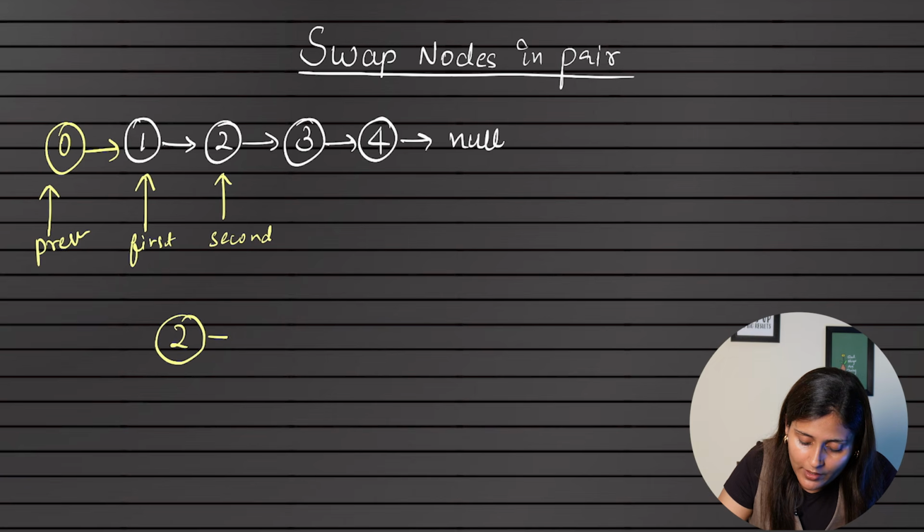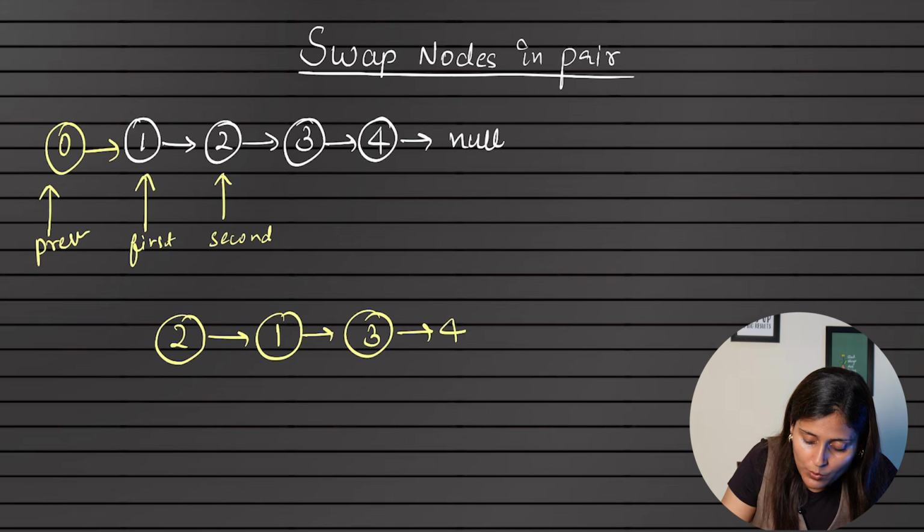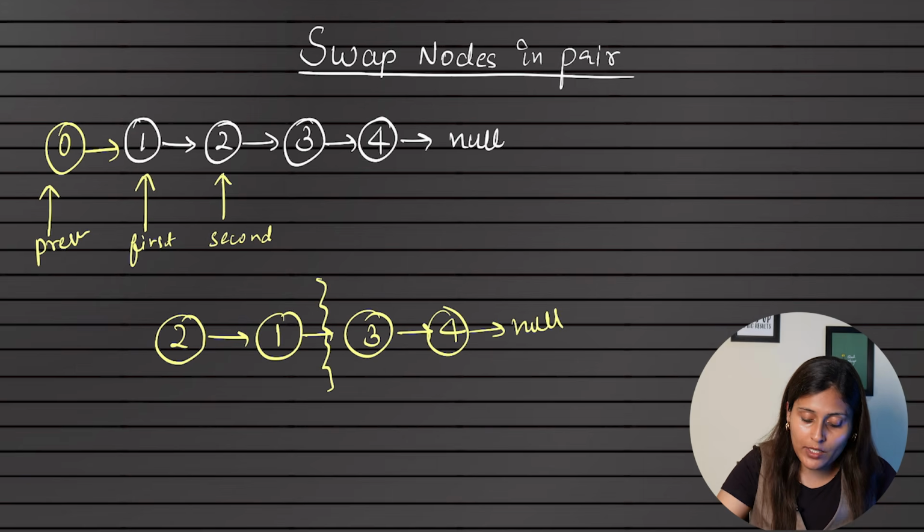2 will come here, 1 will go here, and 1 will connect to 3 and 4. I am just worrying about this much swap, not towards the right side. So I have to connect my 1 to 3. So what line of code should I write?